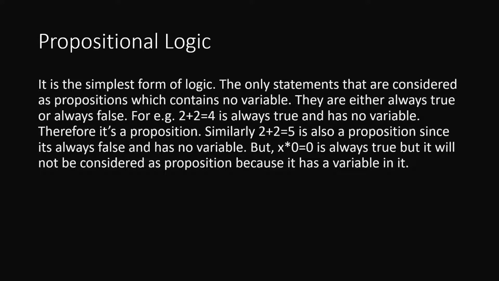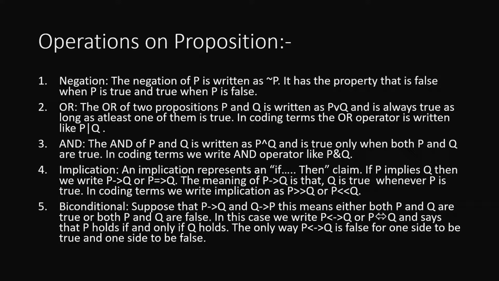There are various operations that we perform on propositional statements. The first one is negation. The negation of p is written like this, and it has the property that it is false when p is true and true when p is false. So it just acts opposite to the input given.